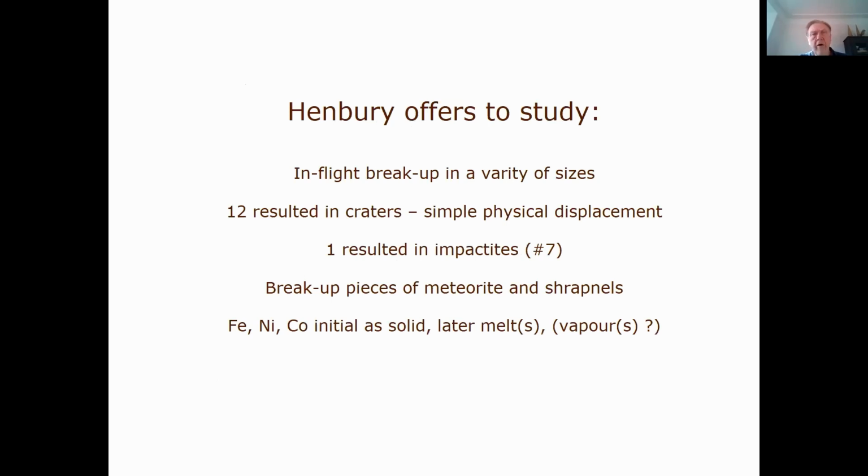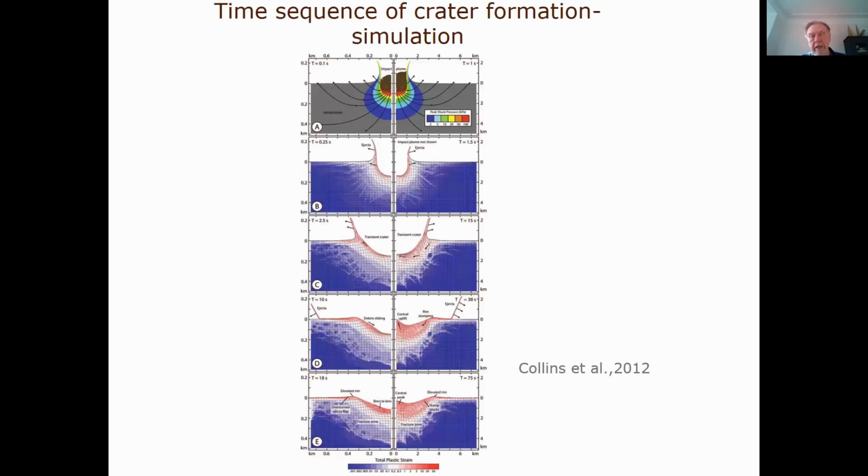So the Henbury site offered me a situation where a major iron meteorite broke up into a variety of sizes. Most of them create small craters. Only one created a crater which has an associated impact glass field. And that is very important, because it simplifies our consideration of what it should be possible to make. Secondly, we have a source of iron, nickel, and cobalt in different possible states, because the meteorite can be solid, it can be melted, it can also evaporate, so that we would have metal gas.